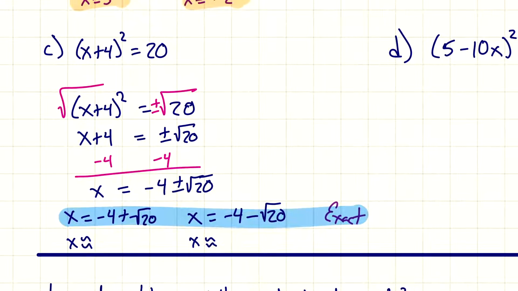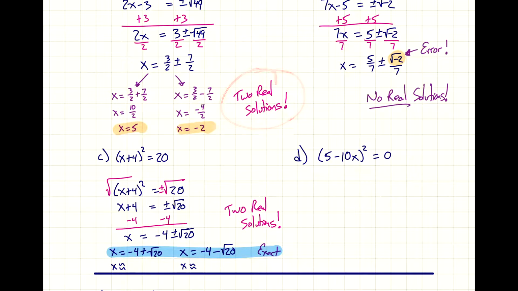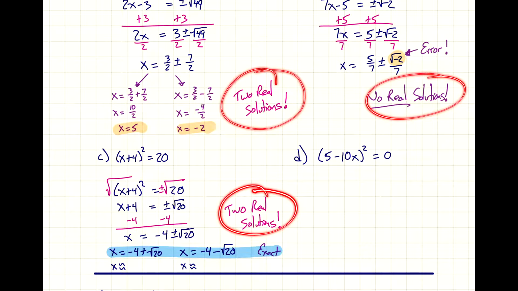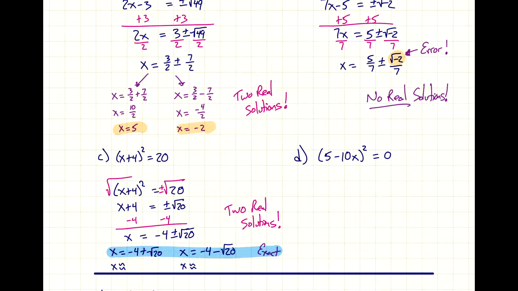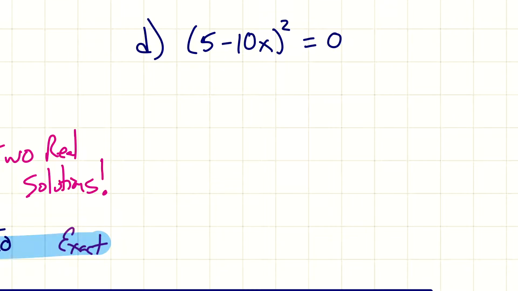All right, so what this also tells us is we have two real solutions, right? So far we've had two real solutions, no real solutions, and two real solutions. So we're trying to figure out if there's a pattern to this, if at all. All right, and then one more of these.